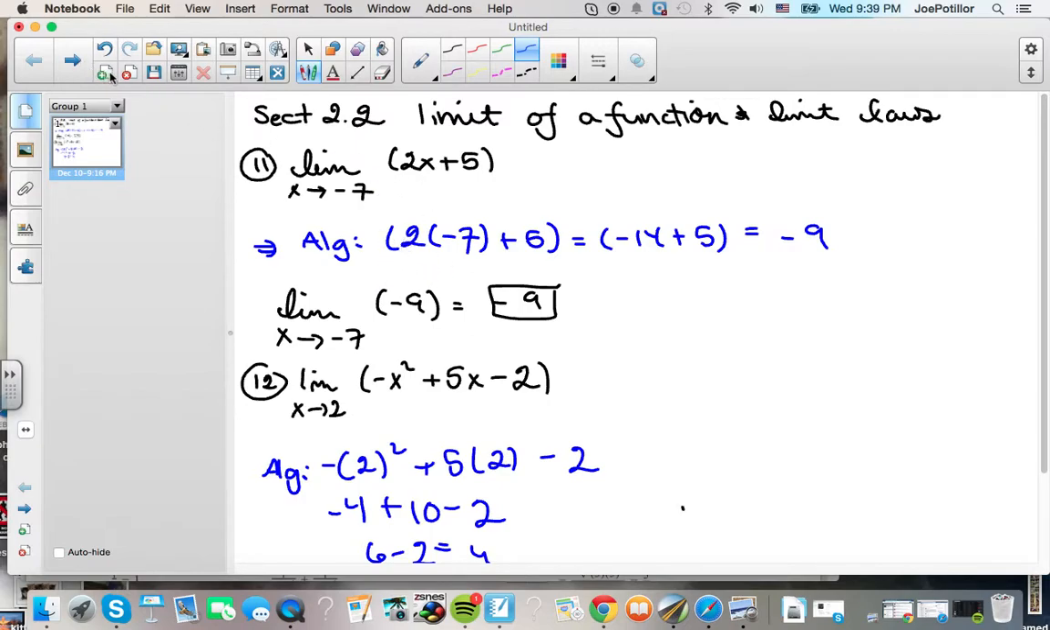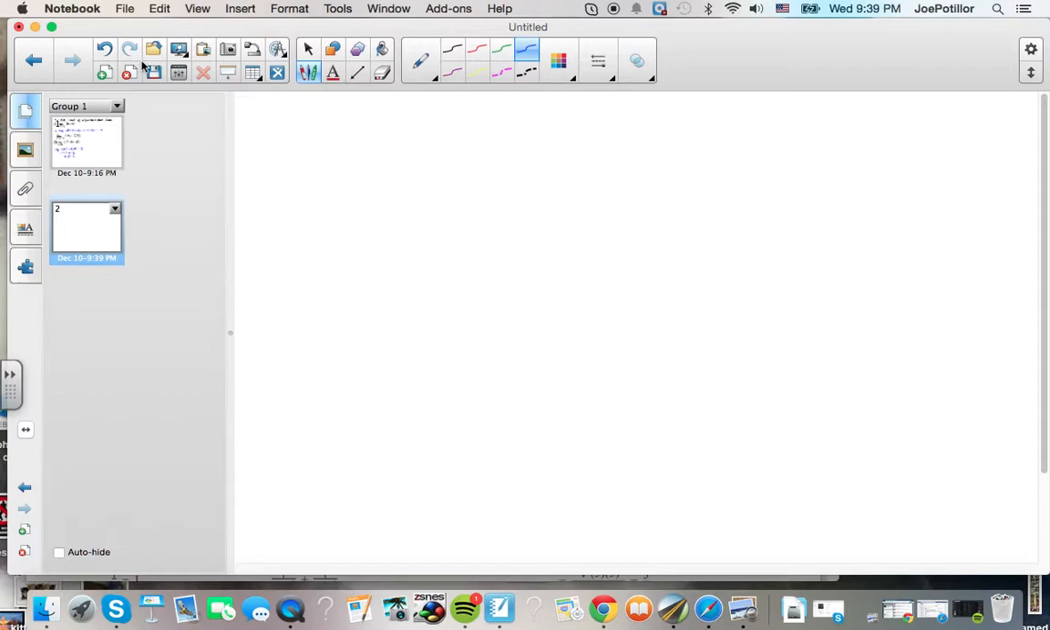Let's go to another page. And so we end up with the limit as x approaches 2 of 4 is, of course, 4. And you'll notice I do the algebra before I use the limit laws. It makes my life easier, and it will make your life easier. This way you do not have to carry the limit all the way through your calculations. And I don't like carrying limits all the way through, so that's why I do the algebra beforehand. So let's go on to 13.